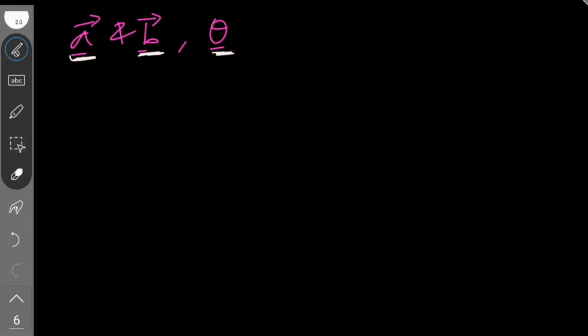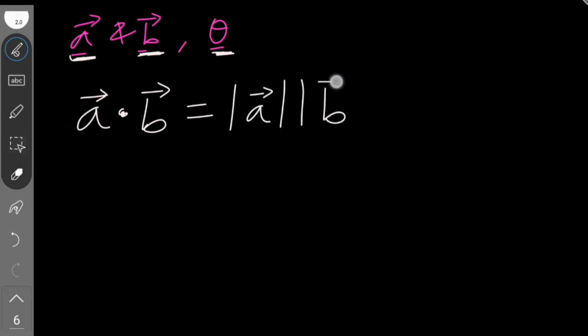Vector A dot vector B is equal to the magnitude of vector A times the magnitude of vector B times cos theta. This is the general definition for the dot or scalar product of two vectors.